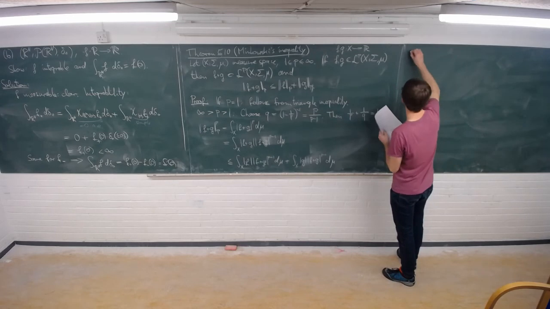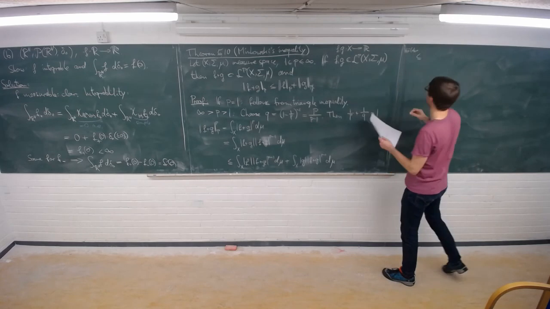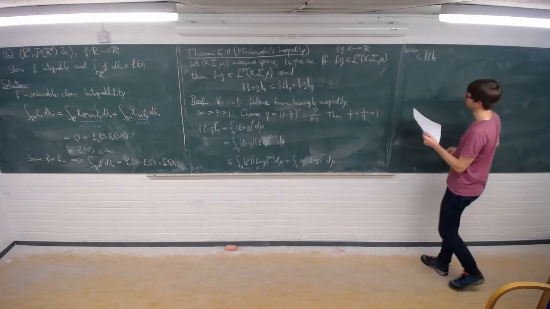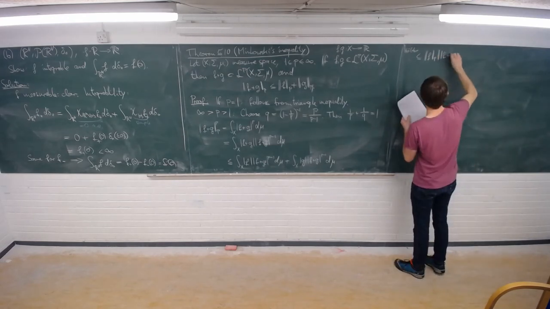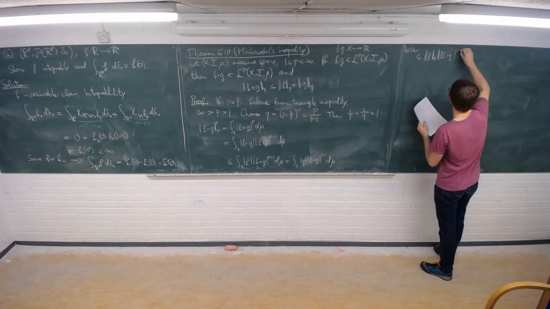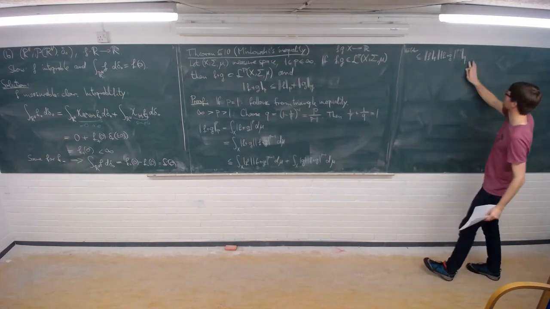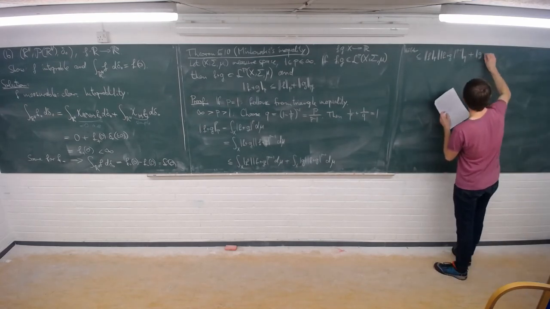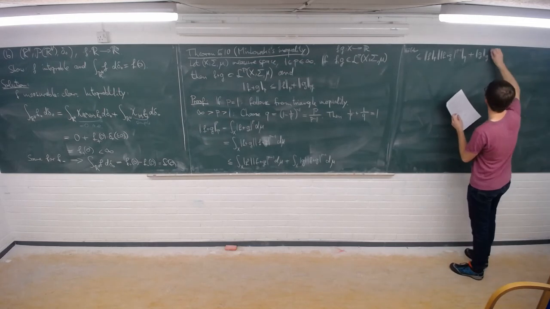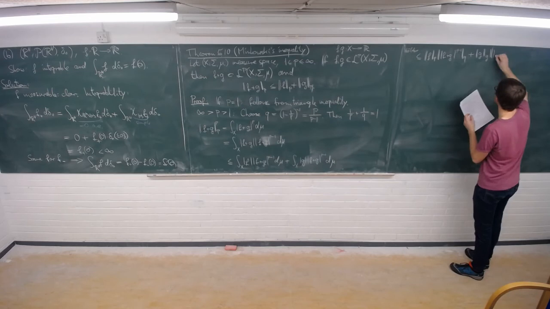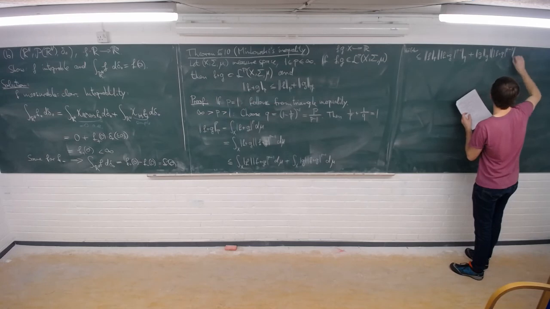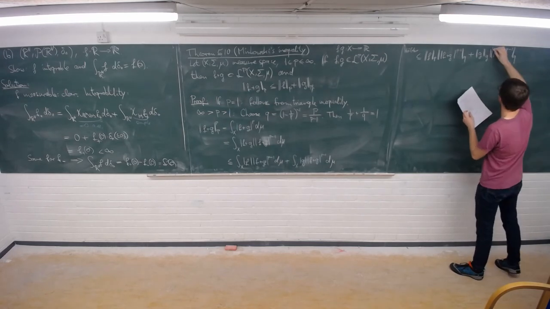So this last line, by Hölder's inequality, is less than the p norm of f times the q norm of |f plus g| to the power p minus 1, plus the p norm of g times this thing again, |f plus g| to the power p minus 1, and the q norm of that.